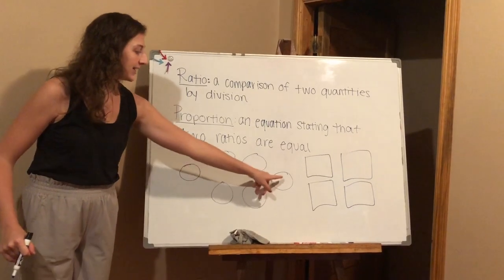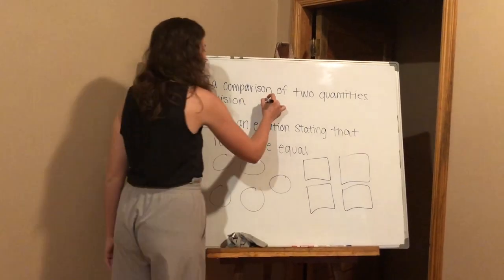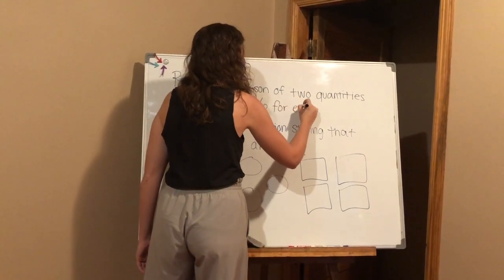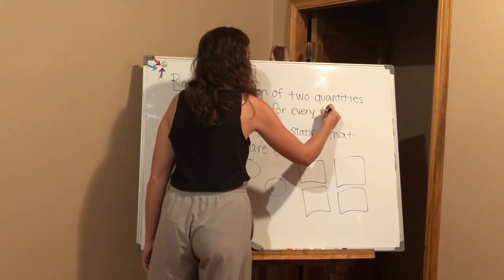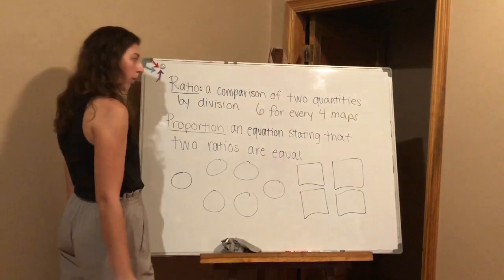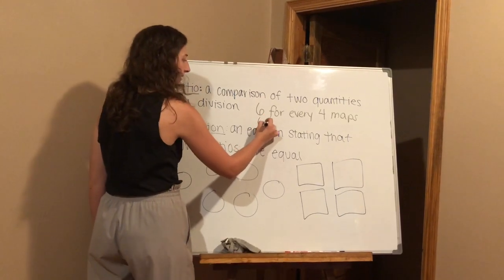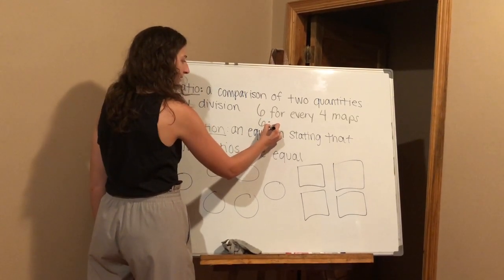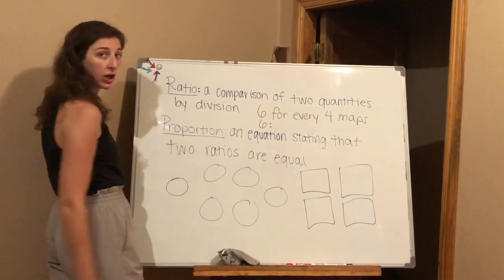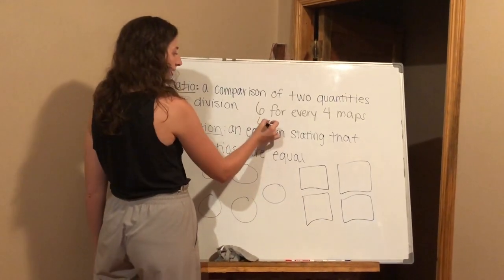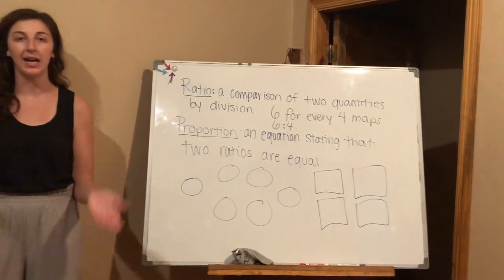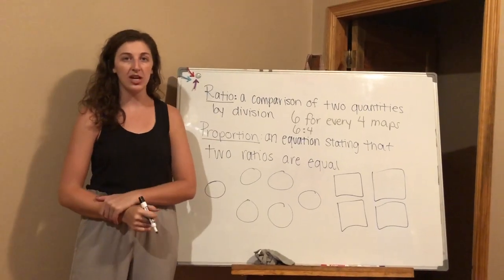So when we are looking at a ratio, we could say that we have 6 globes for every 4 maps. Or we have 6 globes to 4 maps, and I'm not sure if you've seen this before, we use these when we do analogies. This means "to". We have 6 globes to our 4 maps. We are comparing how much we have of each object.